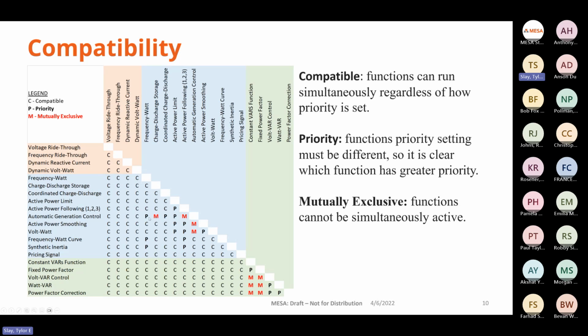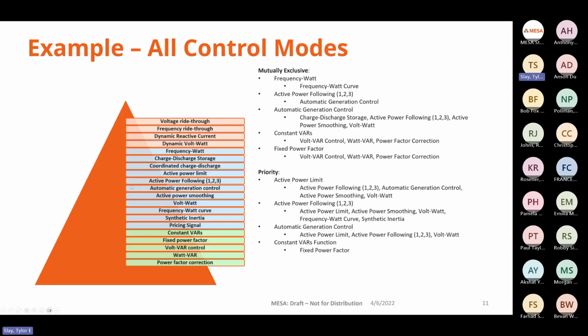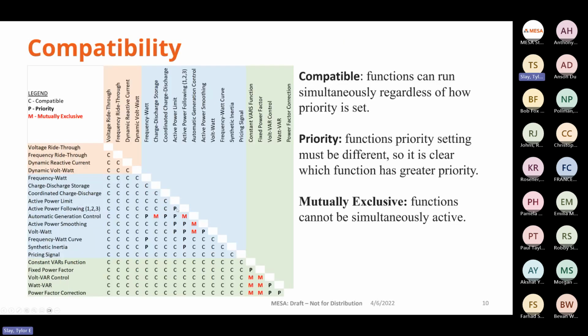You'll notice that some of these modes have a P and an M. That stands for separated by priority. Sorry about that. Separated by priority, meaning that if two functions exist, the higher priority function will be the active one and the other one will be disengaged. A red M is a mutually exclusive control. Mutually exclusive controls means they cannot be enabled at the same time. Once one has been enabled, if you try to enable the other, you will get an error.